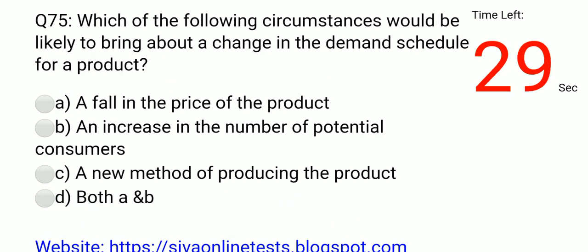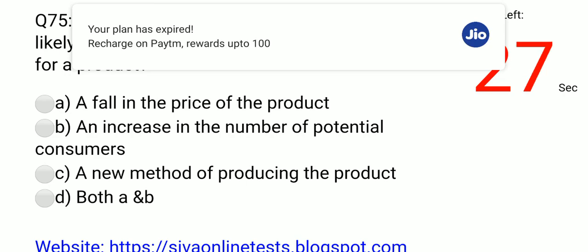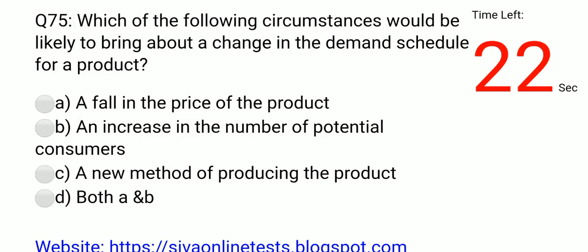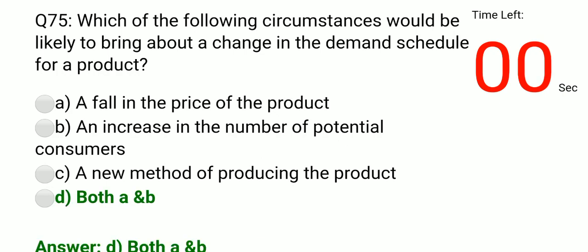Question 75. Which of the following circumstances would be likely to bring about a change in the demand schedule for a product? Options. A. A fall in the price of the product. B. An increase in the number of potential consumers. C. A new method of producing the product. D. Both A and B. Answer. D. Both A and B.